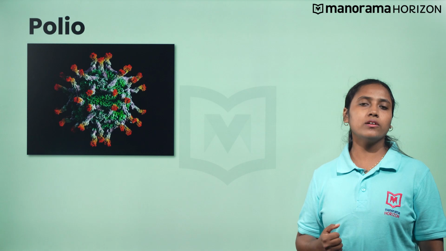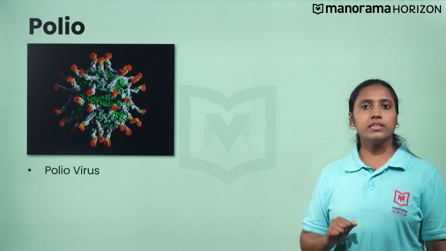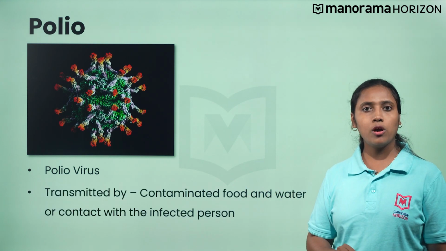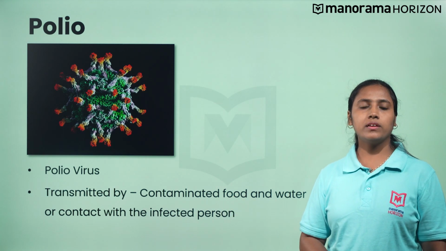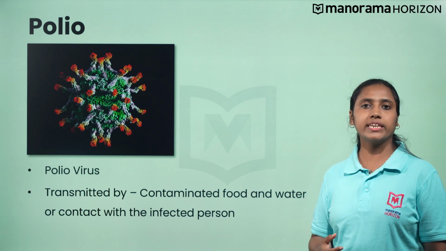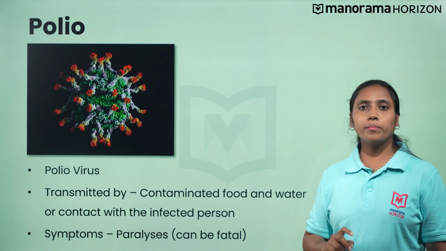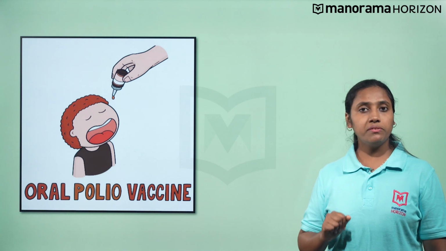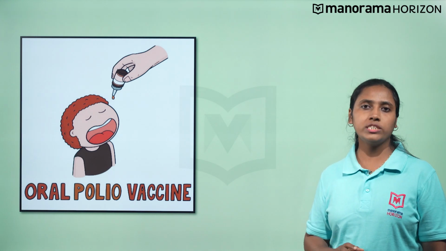Polio is another common disease caused by poliovirus. The disease is transmitted through contaminated food and water or with the contact of infected person. The symptoms of this disease is that the infected person gets paralyzed, which sometimes is fatal. Government has taken many measures to control this disease. Even today, the polio vaccines are mandatory to all children.